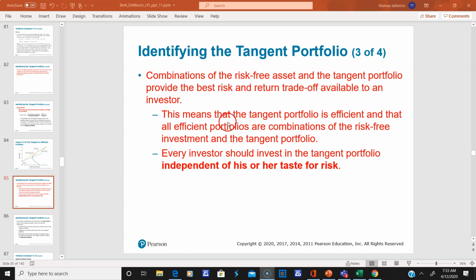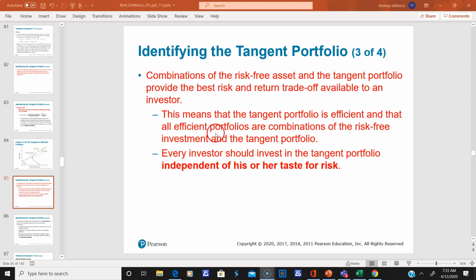This means that the tangent portfolio is efficient and that all efficient portfolios are combinations of the risk-free investments, like treasury securities, and the tangent portfolio. Every investor should invest in the tangent portfolio independent of his or her own taste of risk.